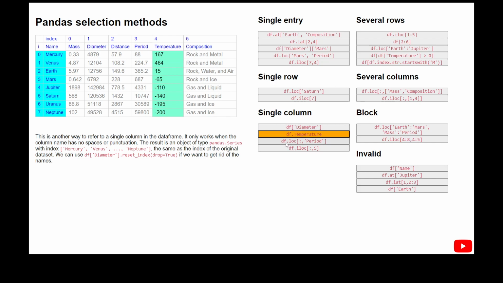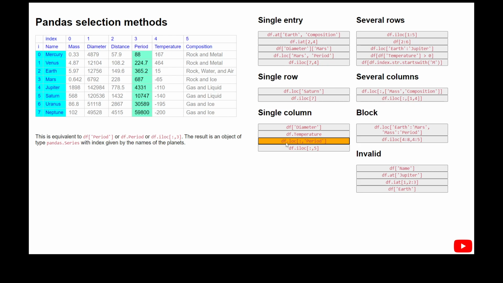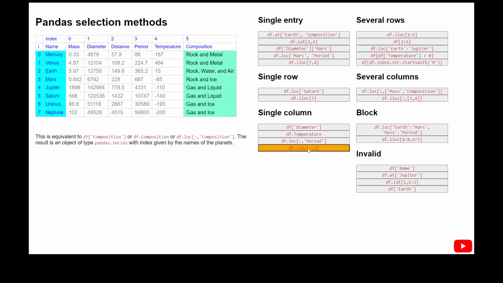And then there's df.loc and df.at, which are the recommended ones, especially when you've got extremely large data frames and you need everything to be super efficient. So df.loc is recommended over these previous two forms in that case. If you want to do df.loc to get a single column, you put a colon, which means anything in the first slot, and period in the second slot, so any row in the period column. That gives you this block here. Or you could do df.iloc again: colon means any row, and 5 means column 5, so you just get the composition column.